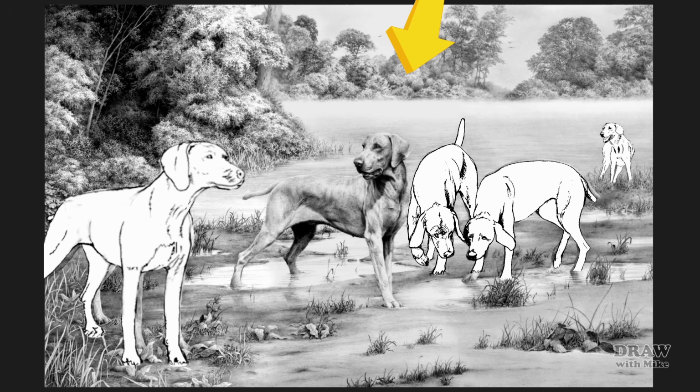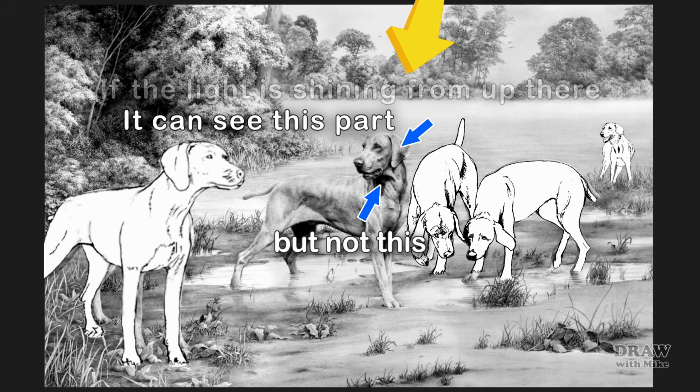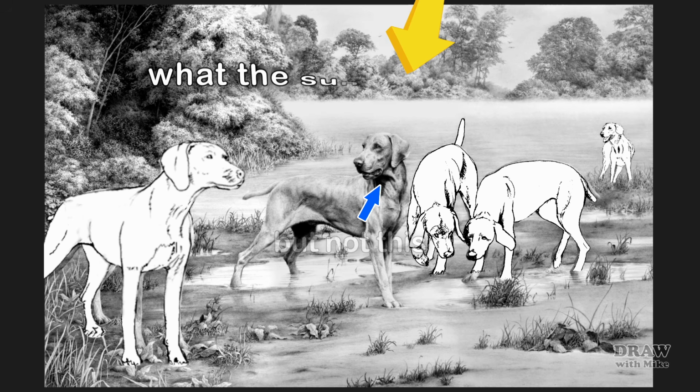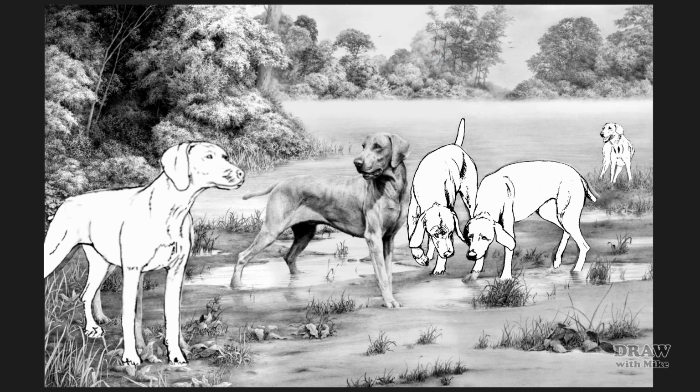And then just think, if the light is shining from up there, it can see this part, but not this. And what the sun cannot see is in shade. And that thinking really helps you to see your flat subject in 3 dimensions.